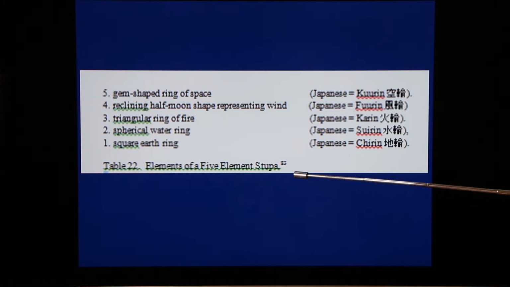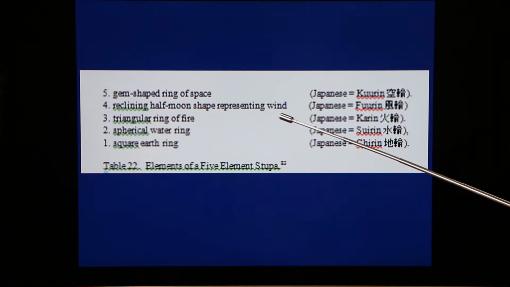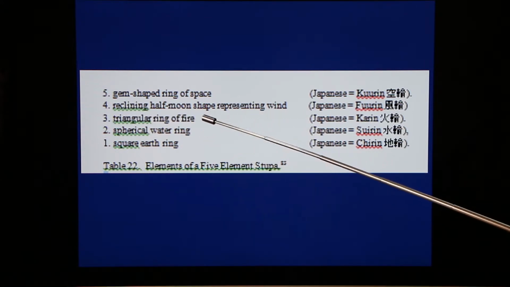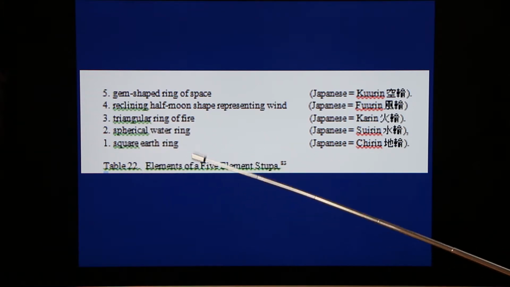And in Japan, just for example, you have the five element stupa. Here are the Japanese names: Korin, Furin, Karin, Suirin, Kirin. They are the gem-shaped ring of space, the reclining half-moon shape representing wind, the triangular ring of fire, the spherical water ring, and the square earth ring. So, elements, geometry, physical objects, which, as we already know, link up with letters. And so the ordering of the letters is an ordering of the geometry, is an ordering of the world.